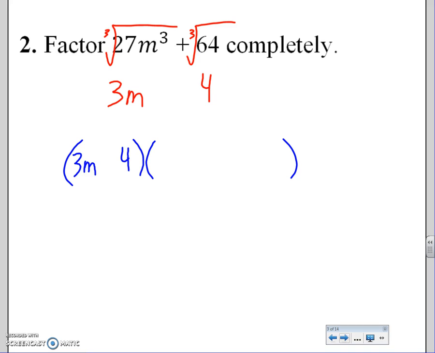Alright, the first one is a squared. So 3m times 3m is 9m squared. Multiply the 2, 3m times 4 is 12m. And then do b squared. 4 times 4 is 16. SOAP for the signs. So same as the problem, opposite of the problem, always plus. That's our answer.